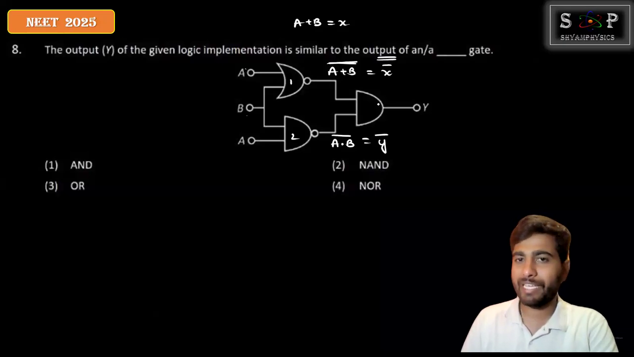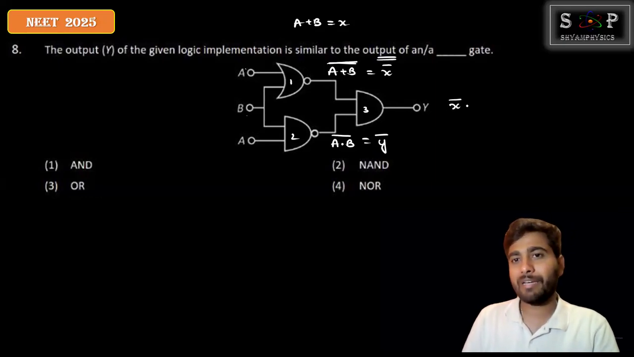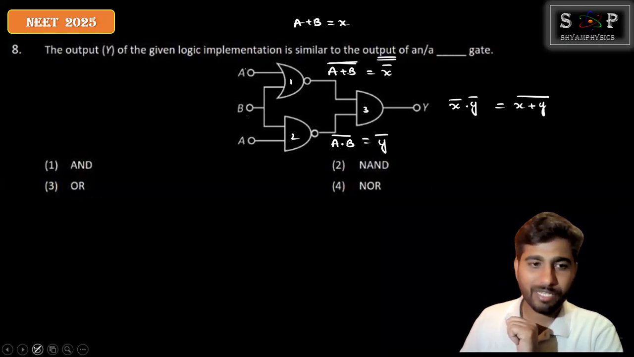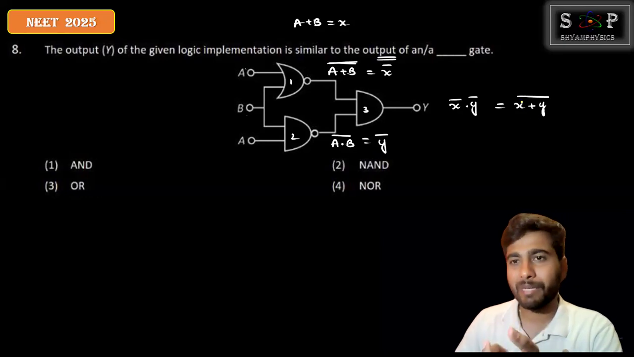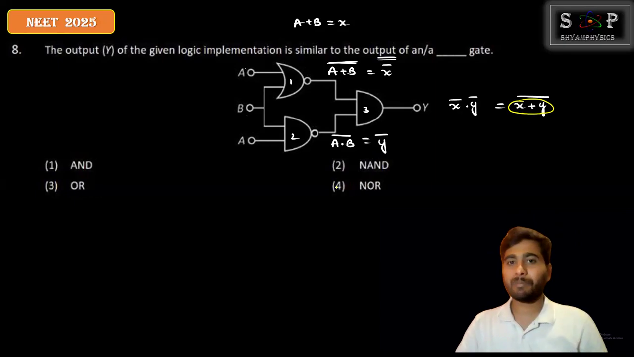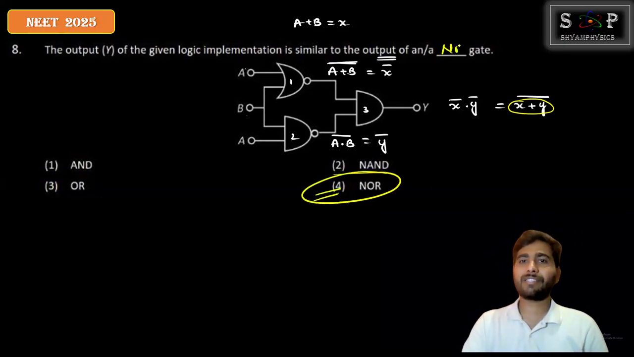And the output here is from a third gate. It will give actually an AND gate, nothing but X bar dot Y bar. Instead of that, I can write directly (X plus Y) whole bar by Boolean algebra. We know one thing actually: X plus Y is nothing but an OR gate. For this OR gate, its inverse is nothing but a NOR gate. Correct option is the NOR gate.